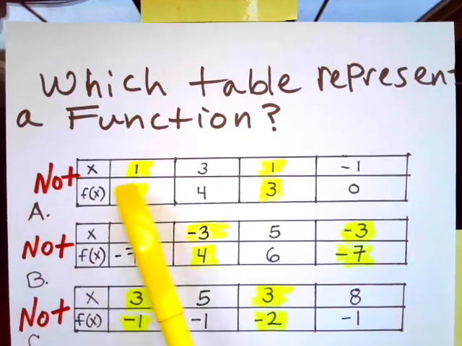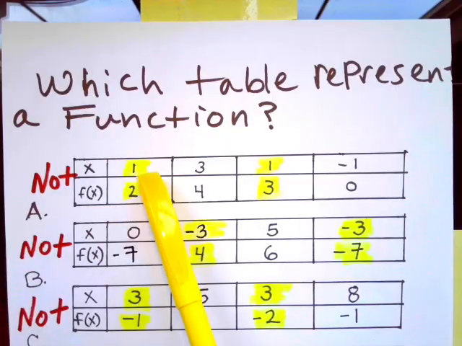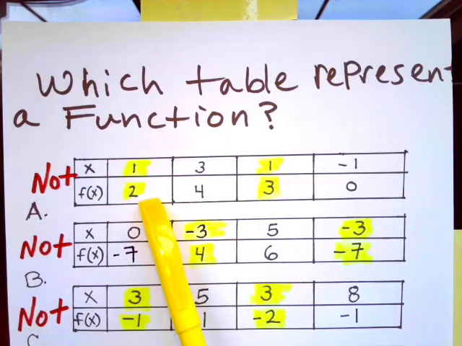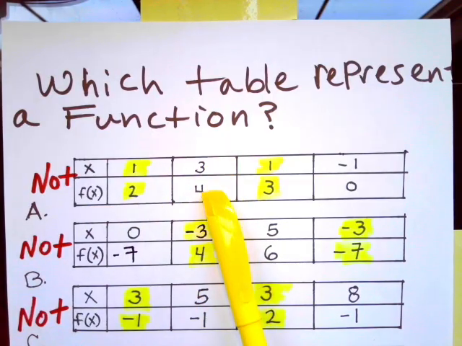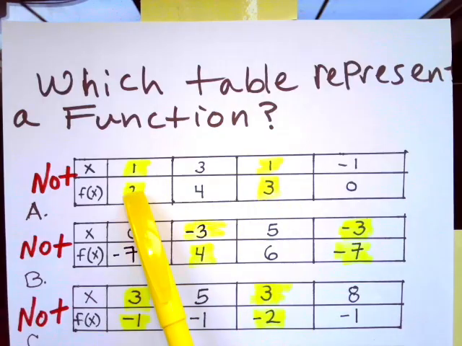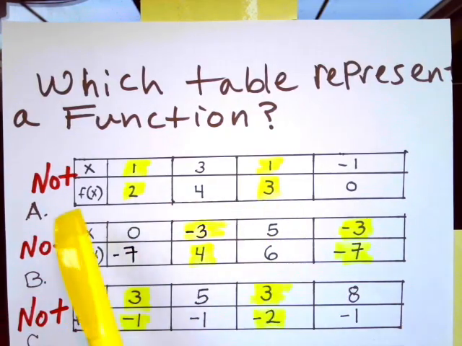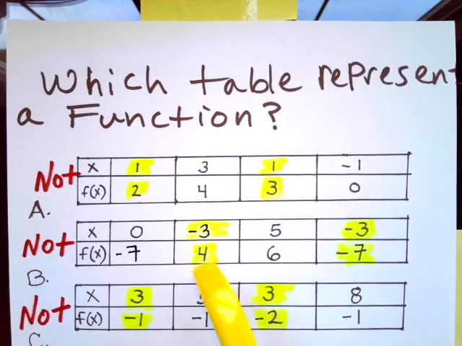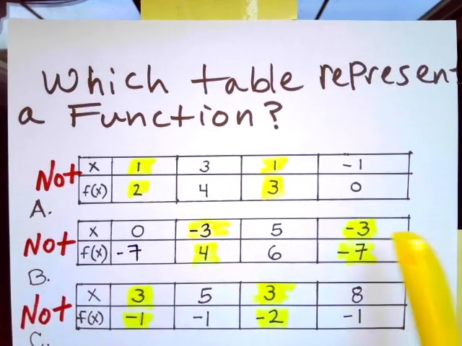In table A, remember X and Y. I have X is 1, Y is 2. X is 3, Y is 4. X is 1 again. It repeats. And my Y value is not 2. It's 3. So you can see here the Y values are different. Not a function.